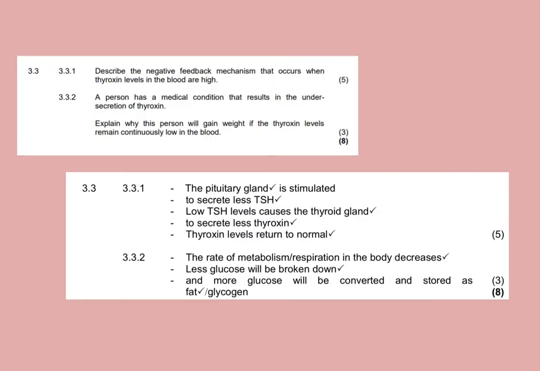Let's have a look at two past exam papers. This question here was taken from the NSC November exam of 2021, so you can find this in there. The question was: describe the negative feedback mechanism that occurs when thyroxin levels are too high.